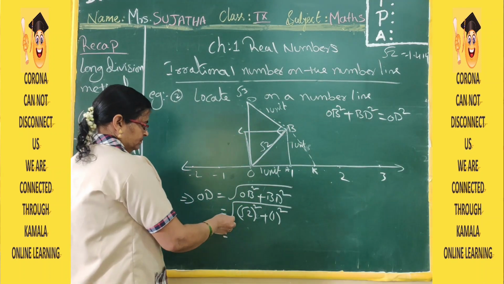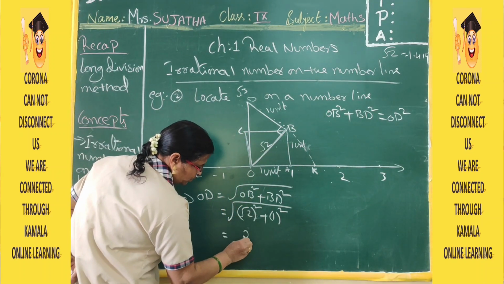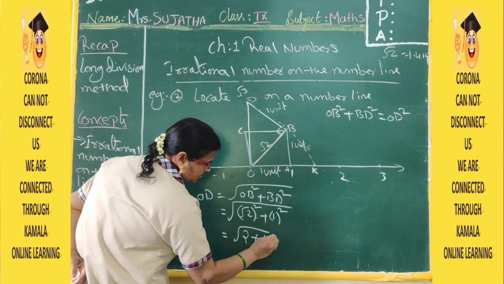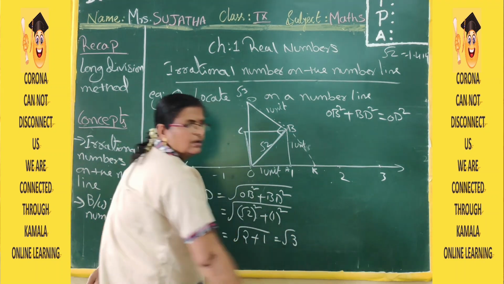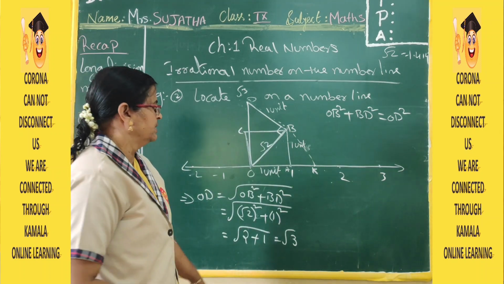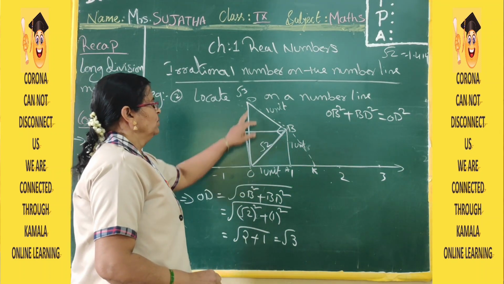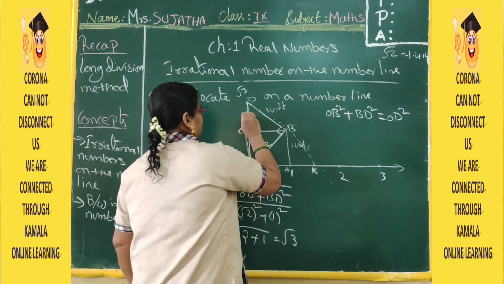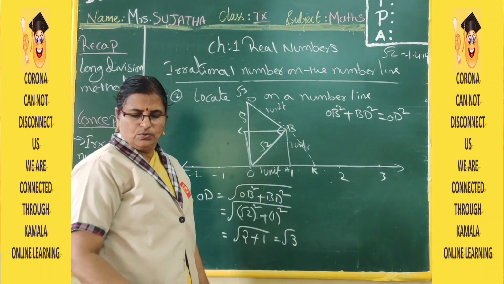Okay. Now √2 whole square is nothing but 2 plus 1 square is nothing but 1 under root. That is √3. √3 is an irrational number. Now what is the value of distance of OD? √3 value. So now what you will do?